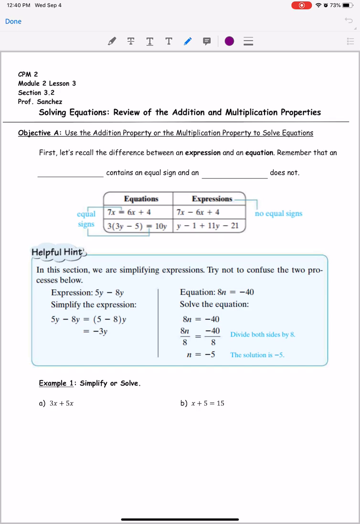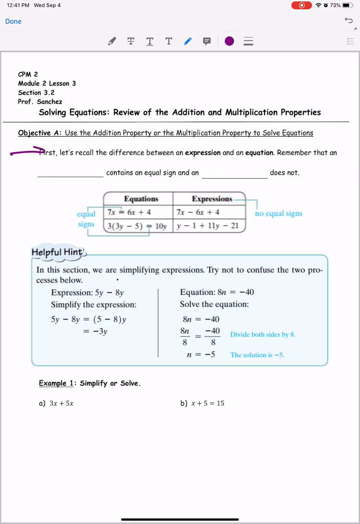And so we have to know the difference of what an equation is, what an expression is, when do I simplify, when do I do the opposite operation. So these are going to get a little bit harder than what we did in Lesson 1, but same main concept is getting x or whatever variable by itself. So objective A, use the addition property and multiplication property to solve.